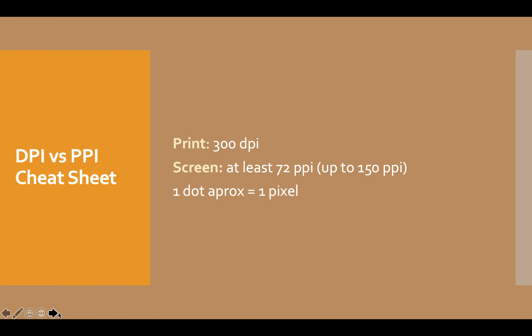So for your slides, a little cheat sheet here, and in all of these, you can kind of go to the slides with the darker background for the light breakdown. Again, print 300 DPI, screen at least 72 DPI, PPI, see? And there's 1 dot for every pixel.